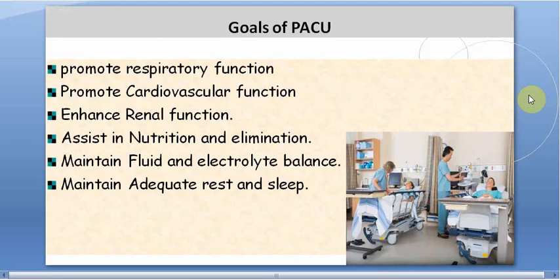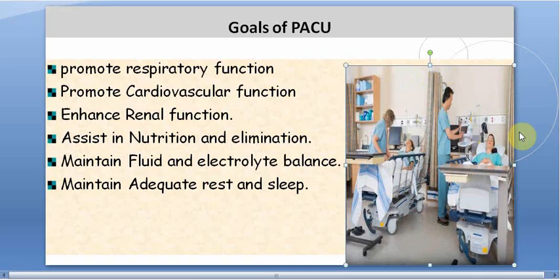Next is the goal. What is our goal? First of all, our major goal should be to protect the patient and to prevent the complications.